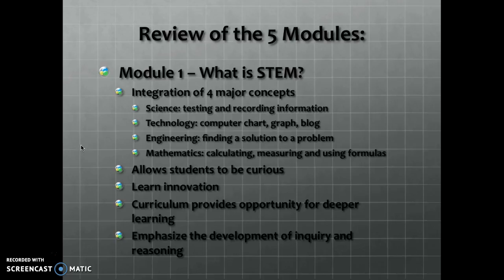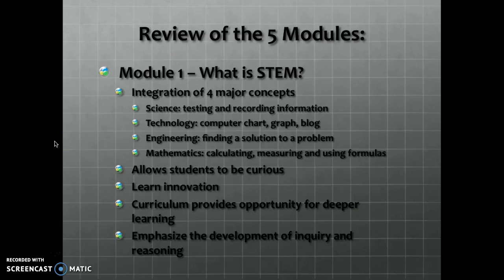Review the 5 modules. Module 1, what is STEM? Well, STEM is the integration of 4 major concepts: science, technology, engineering, and mathematics. In science, the students would be testing and recording information. Technology, students could use a computer for charting, graphing, and blogging. Engineering, students would be finding a solution to the problem, as they would be required to create their own size and shaped cylinder, integrating, of course, the arts with it, because it can be any design that they want as long as it holds the particular volume. And of course the mathematics, where they would have to calculate, measure, and use formulas to verify.